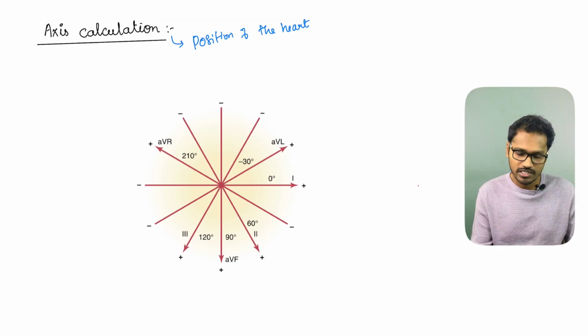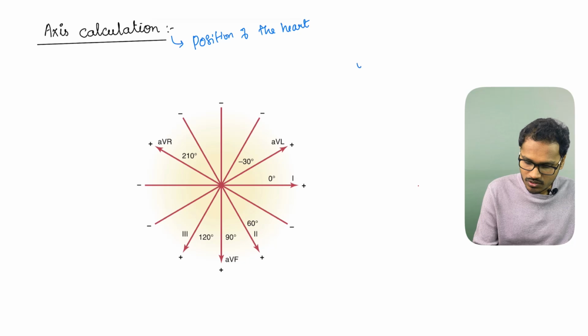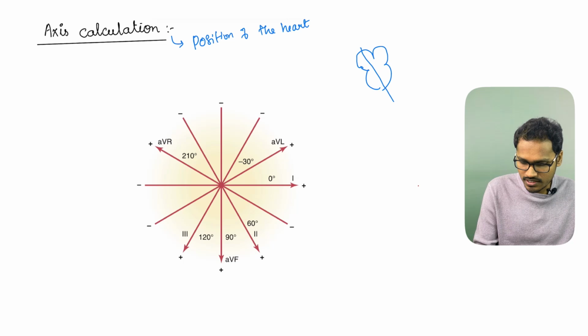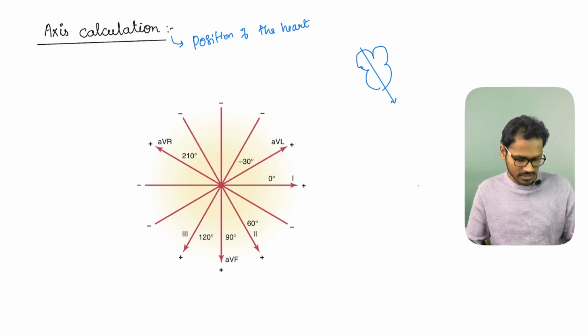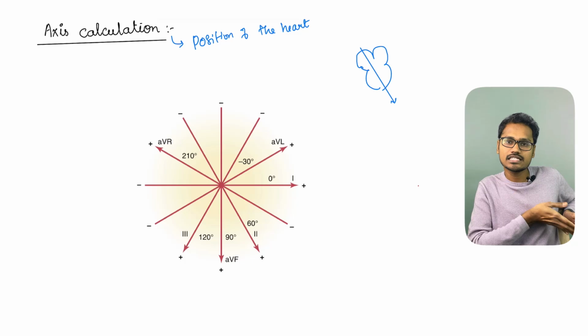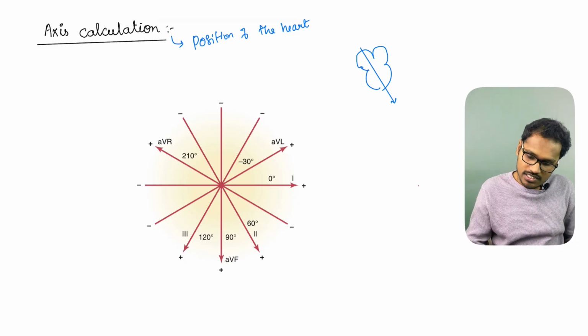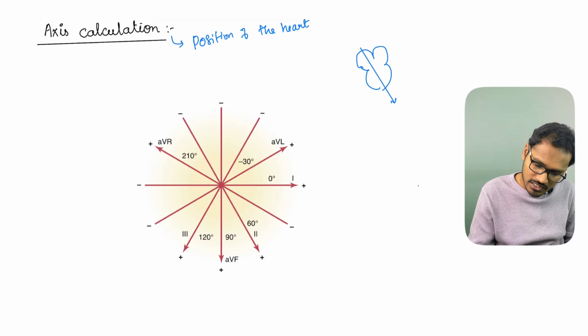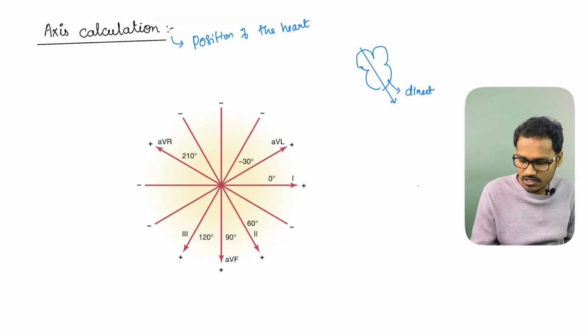For example, I'll tell you one example. Suppose the normal direction of the heart is like this. And all of us know the firing of the SA node goes in this direction. So basically most of our heart is situated in this direction and the axis of the heart goes in this. Axis of the heart means the major vector, the direction of the major vector. So the direction of the major vector is called the axis.